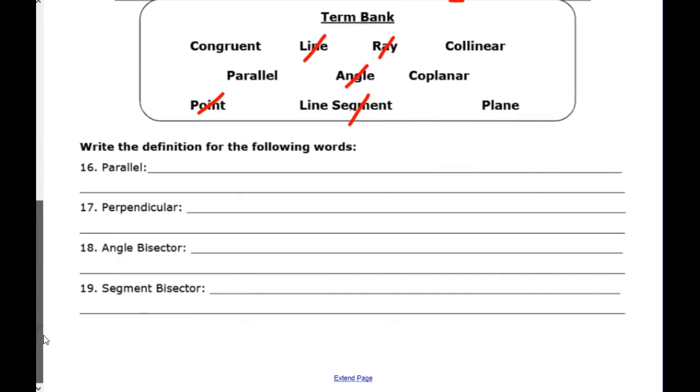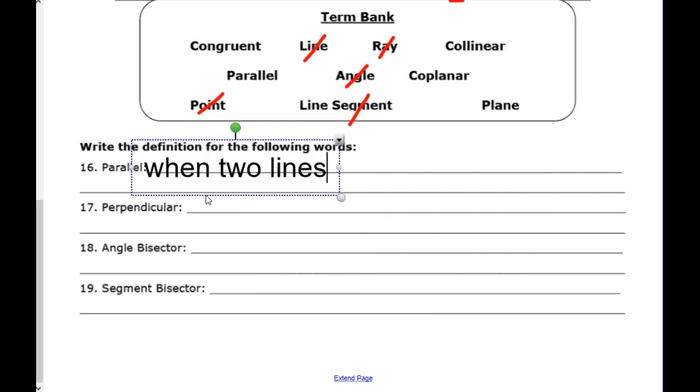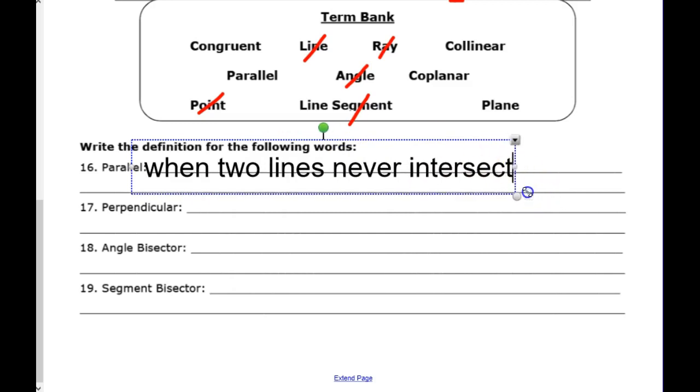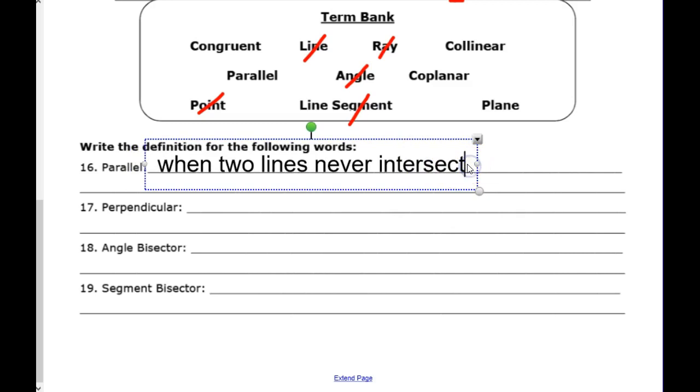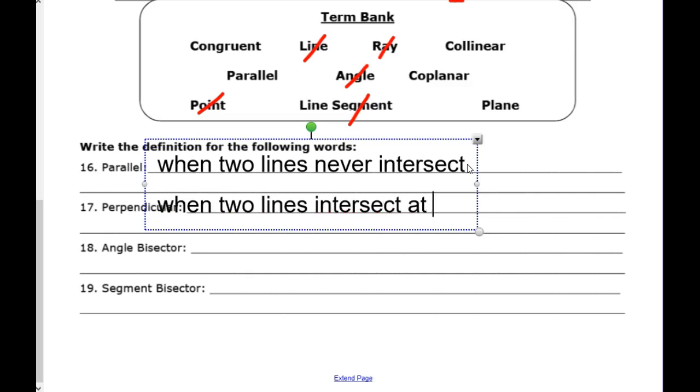Okay. Parallel. So we're gonna write this stuff out here, parallel. Alright. So parallel is when two lines never intersect. Perpendicular: when two lines intersect at 90 degrees.